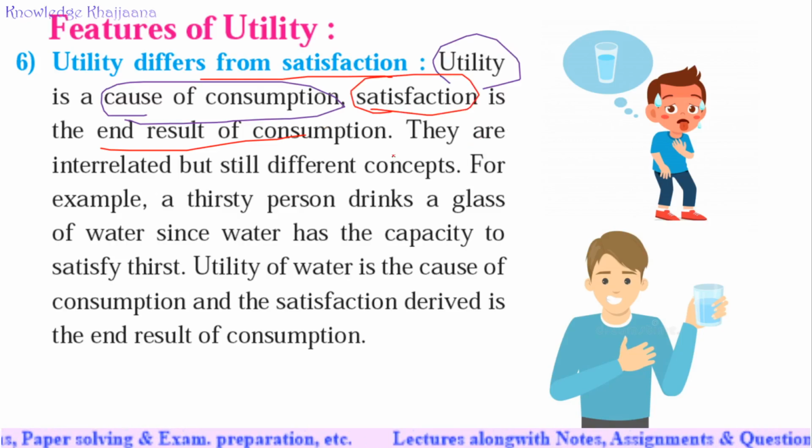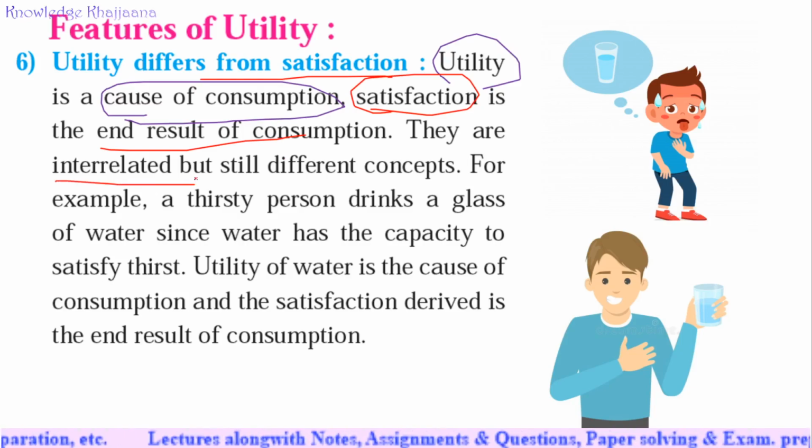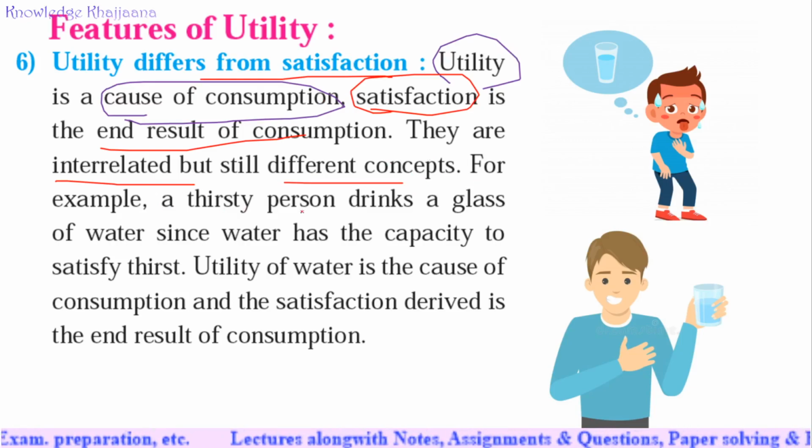Why? See, they are interrelated. Actually, they are interrelated, but still, both the things are different concepts. For example, a thirsty person has been shown over here. A thirsty person drinks a glass of water. Since water has the capacity to satisfy the thirst, right? He is the thirsty person. He wants the water to drink. This water has the capacity to satisfy his thirst.